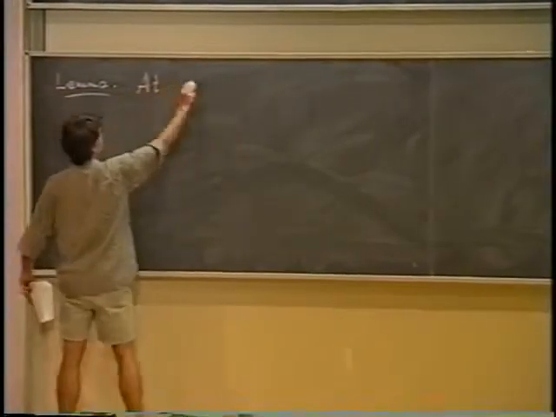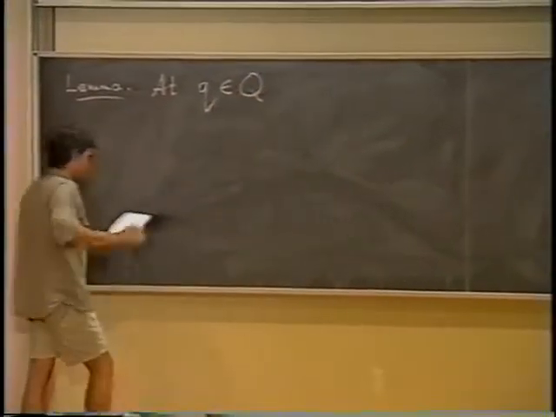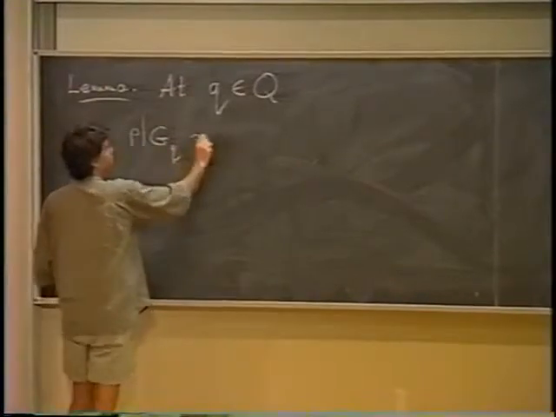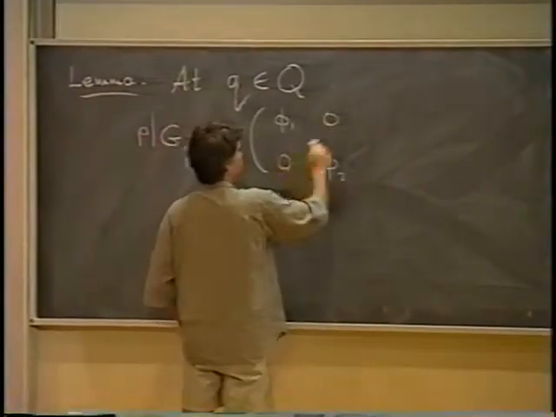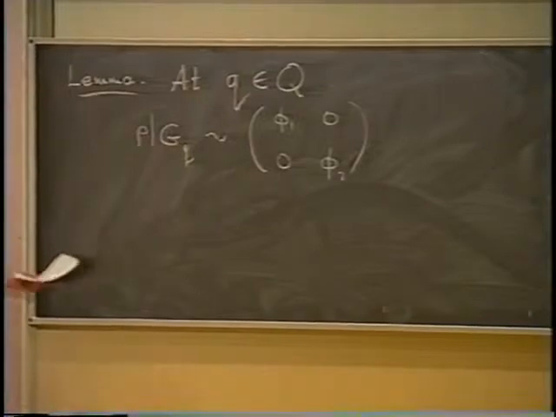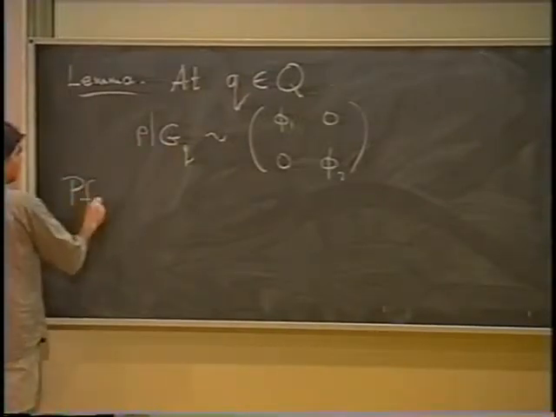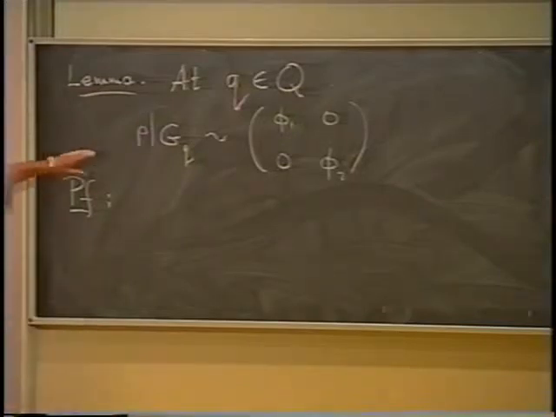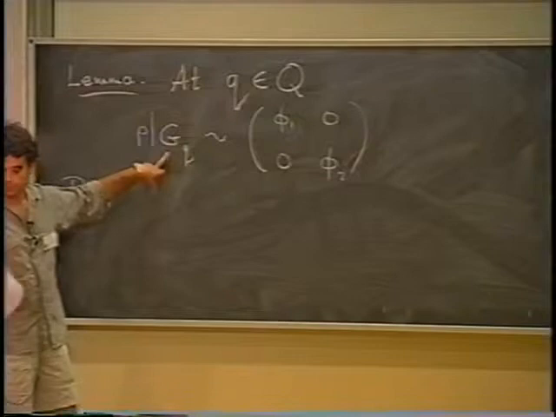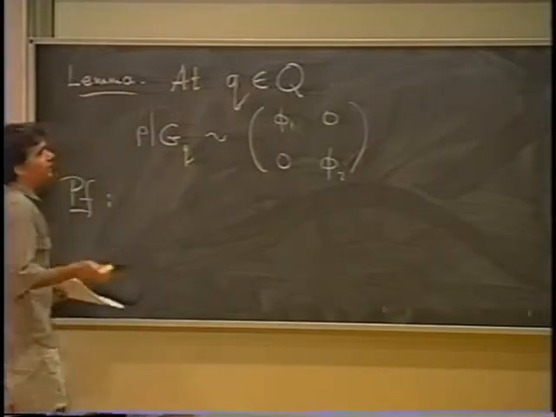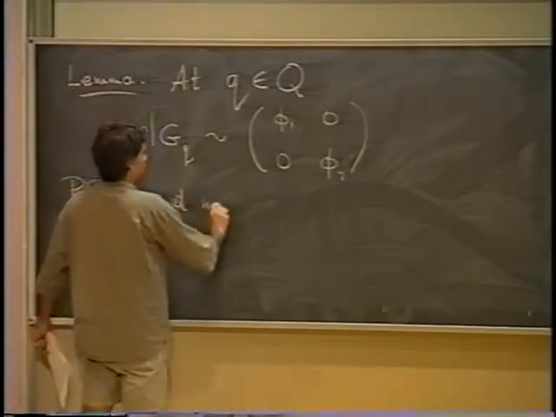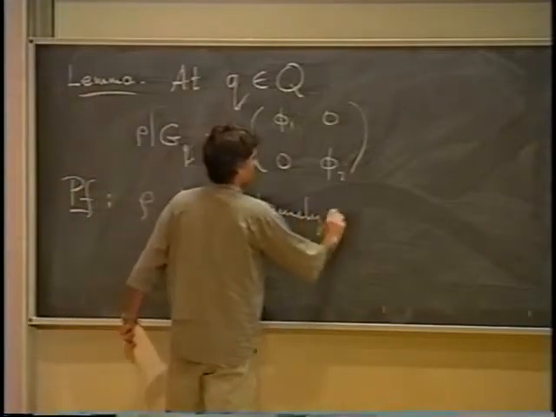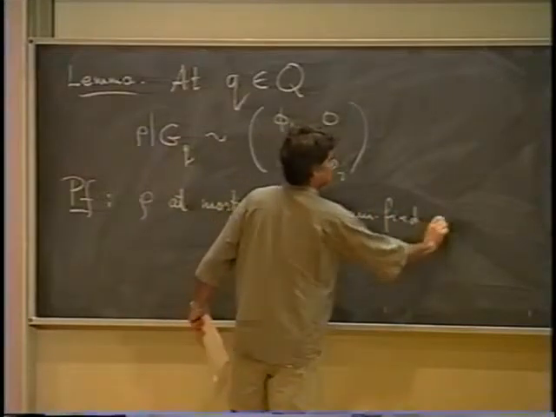So here's a little lemma. At Q in Q, the restriction of rho to the decomposition group is semi-simple, isomorphic simply to the sum of two characters, phi1 and phi2. And the proof, I'll just sketch the proof. You see, since rho bar is unramified at Q, okay, and Q is not P, it's easy to see that rho is at most tamely ramified at Q.